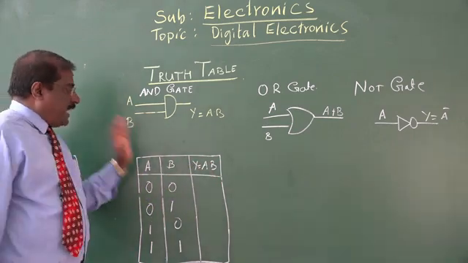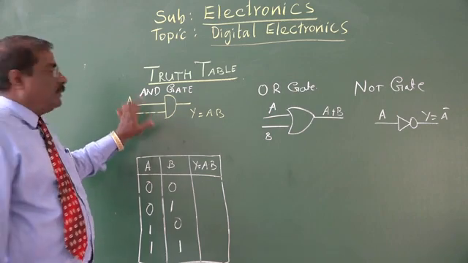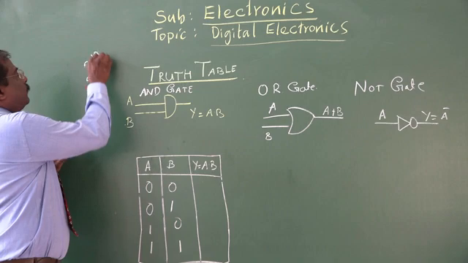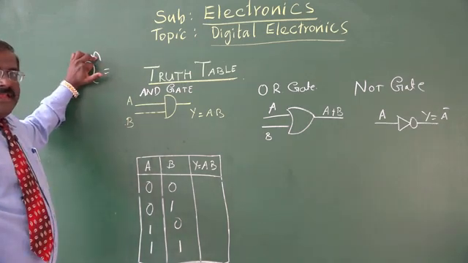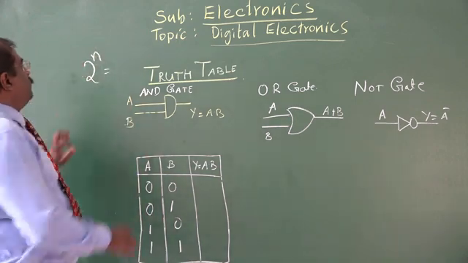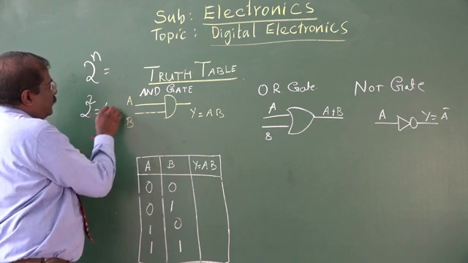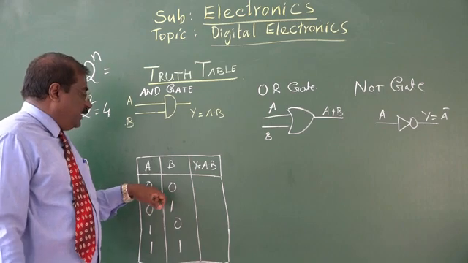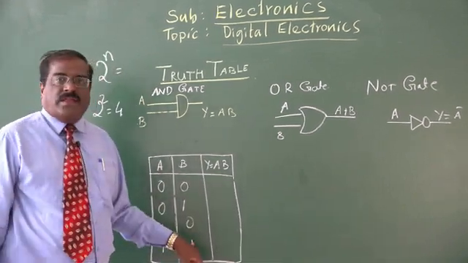For example, the AND gate. How many inputs do we have here? 2 inputs, right? At that time we should have one simple concept, 2 to the power of n, where n represents the number of inputs. Here we have 2 inputs, so we have 4 combinations: 0 0, 0 1, 1 0 and 1 1.